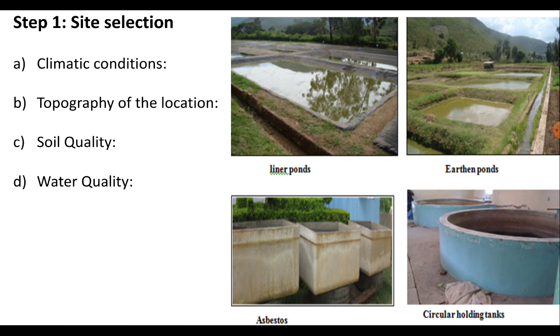The other aspect is the water quality, where the availability of quality and quantity of water is a critical factor, and water should be free from pollution and having the dissolved oxygen content of about 3 to 7 ppm.